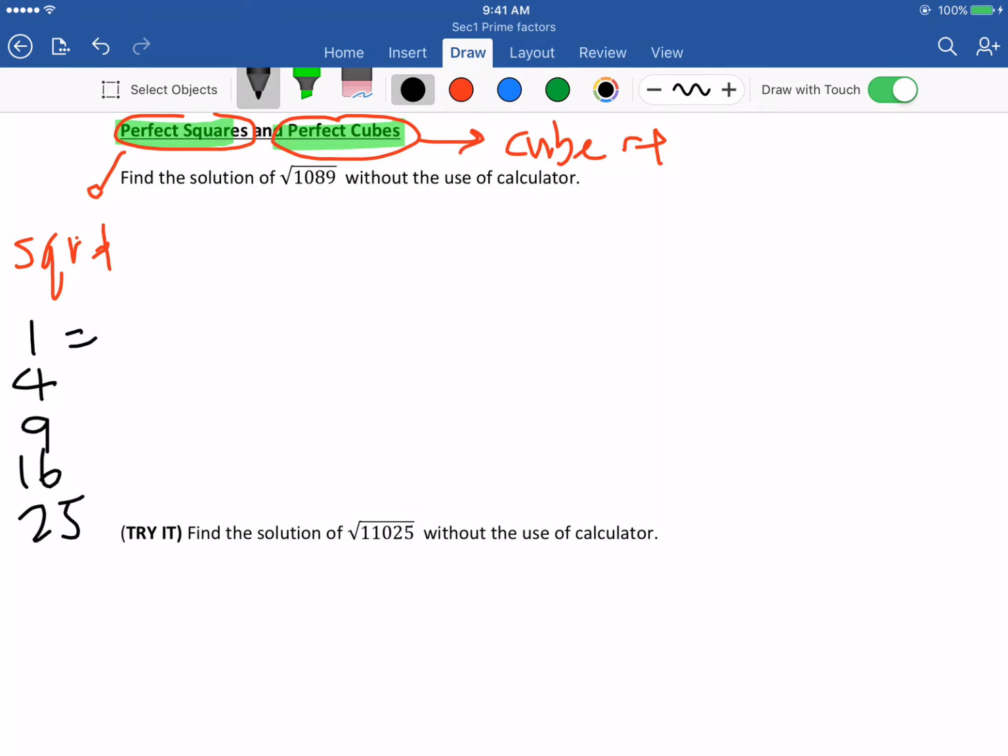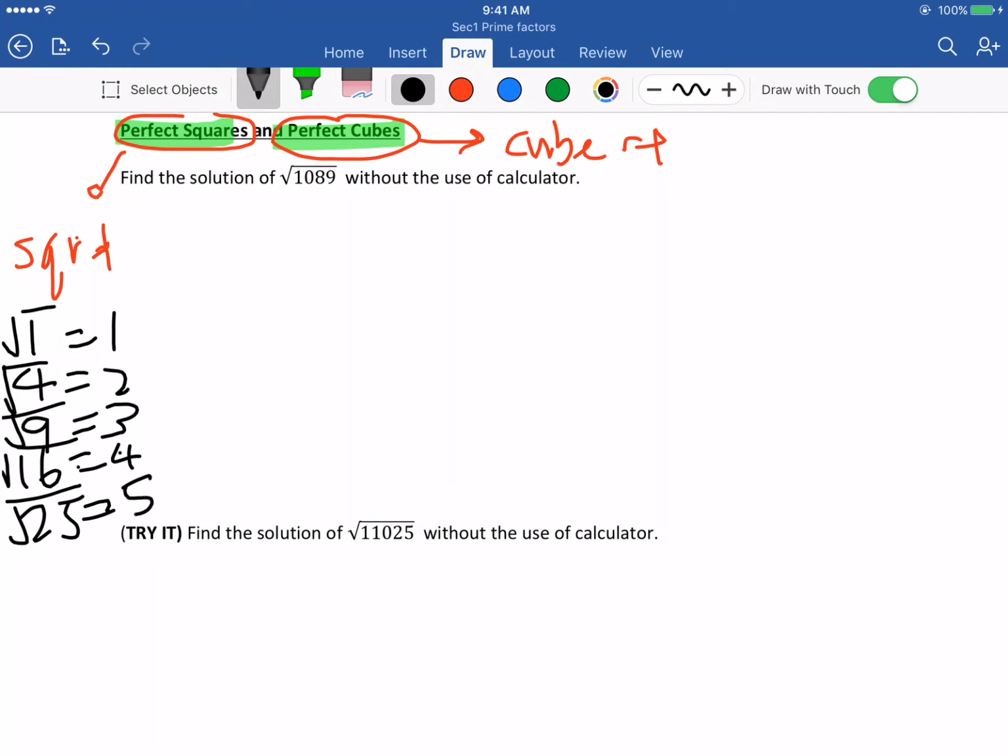Because the square root of 1 is still 1. The square root of 4 is 2. The square root of 9 is 3. The square root of 16 is 4. And the square root of 25 is 5. That's what we call perfect squares.